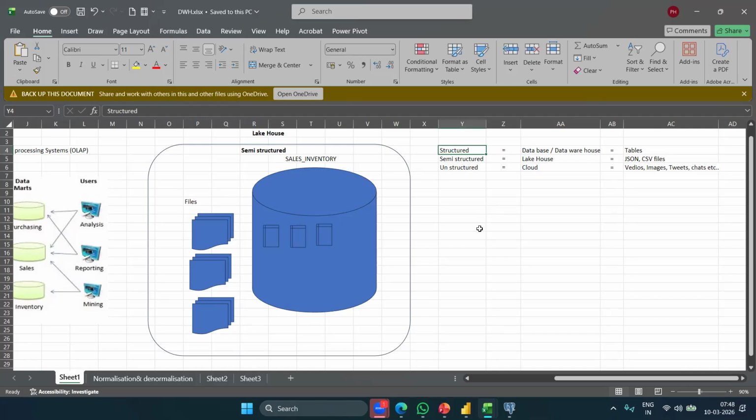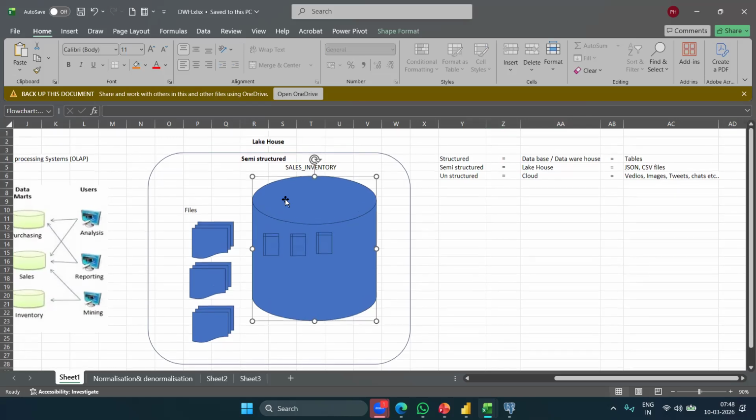Because if you are collecting information in proper rows and columns and declaring what kind of data it is, it is going to be structured data, right? A database or data warehouse is a classic example where we can find structured data, right? Now, over a period of time, the business is expanding a lot.